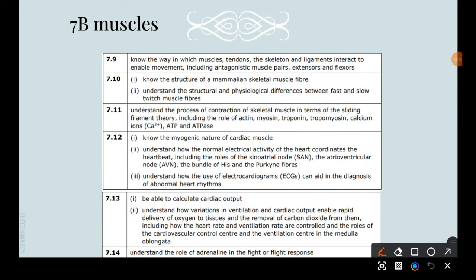Now moving on to the points about the cardiac muscle. First off, it's telling us to know that the cardiac muscle is myogenic, which means the depolarization is initiated in the heart. It doesn't need any external impulses to beat. So if you take out a person's heart, it will still continue to beat until it runs out of oxygen and the heart muscles die. It does not need any sort of external influence to keep on contracting.